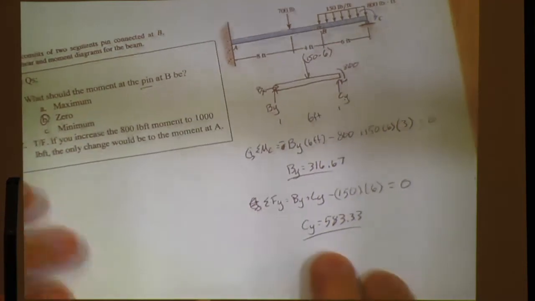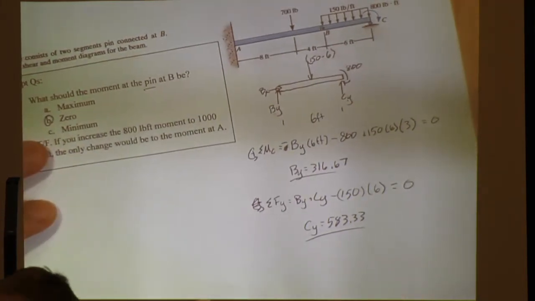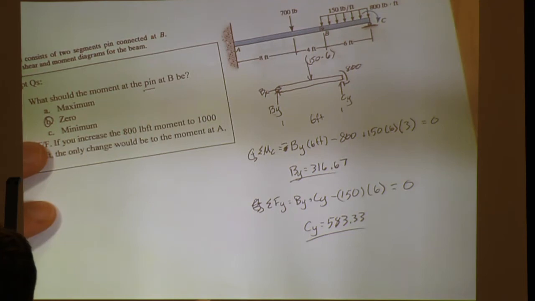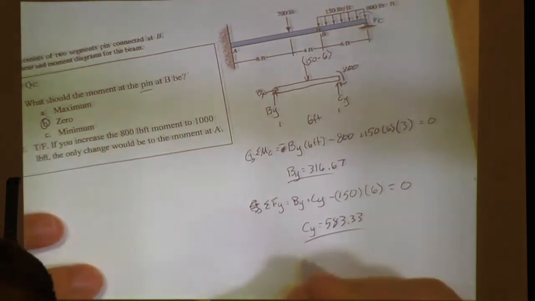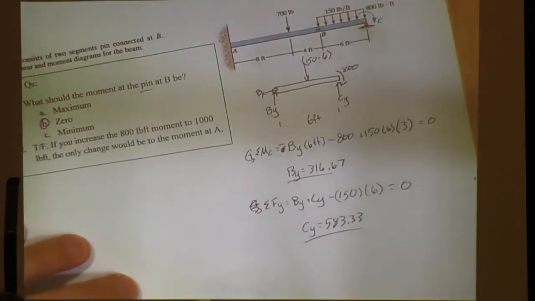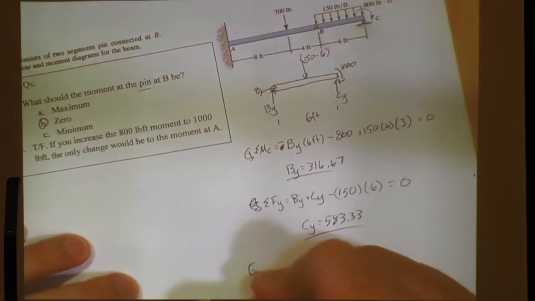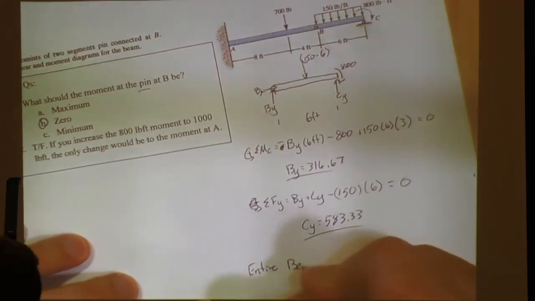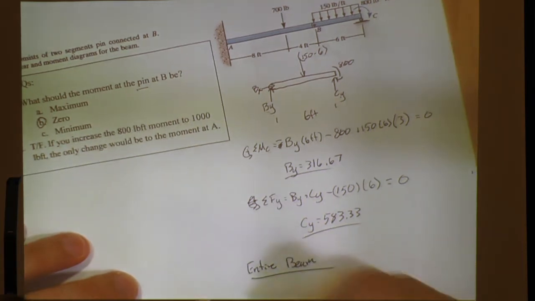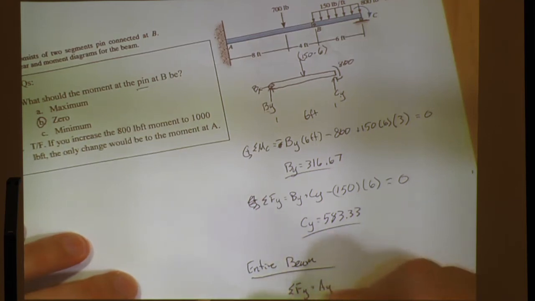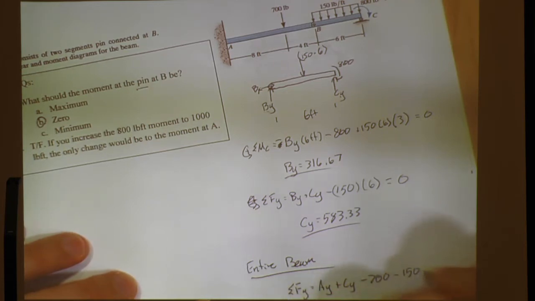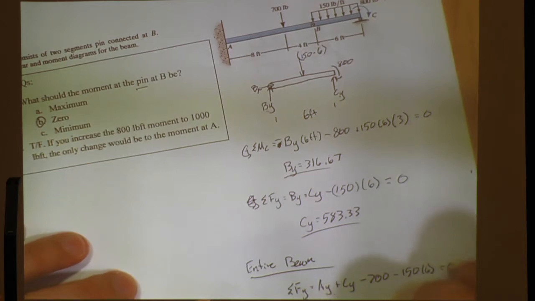So when we do that, anybody really want me to draw that free body of the big one, in order to save time? No? Okay. All right, so we're doing the entire beam now, and we're going to start with the sum of forces in Y. Sum of forces in Y equals AY plus CY minus 700 minus 150 times 6 equals 0. So our AY is 1016.67.